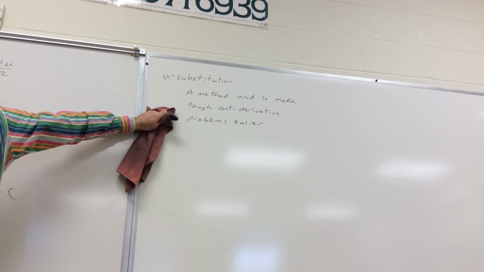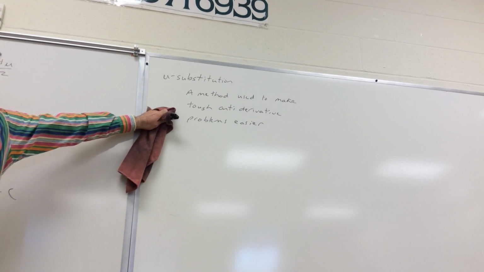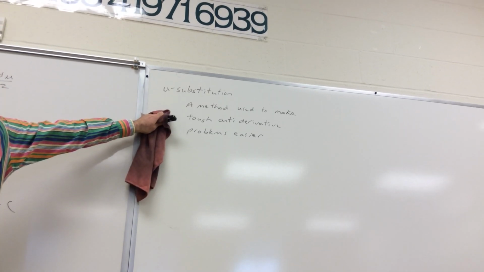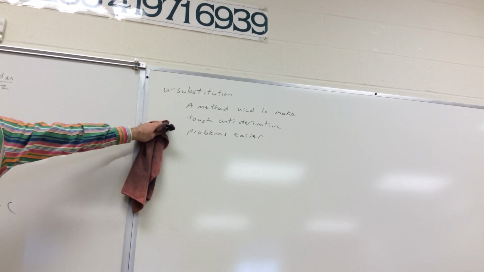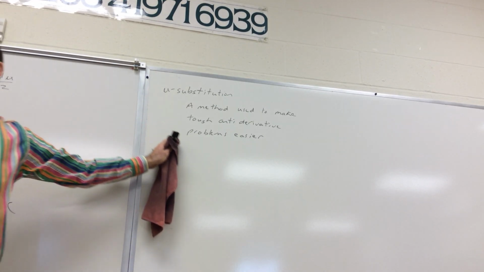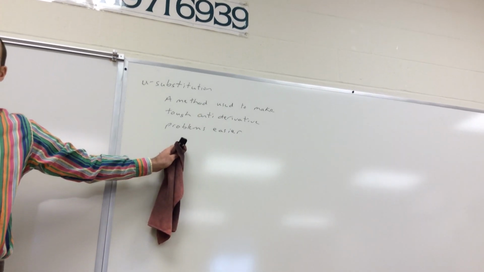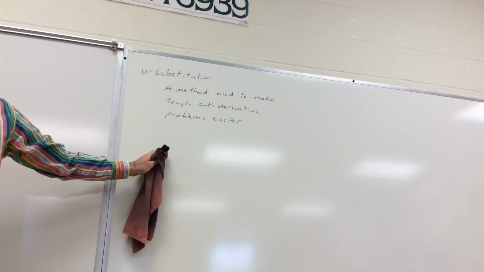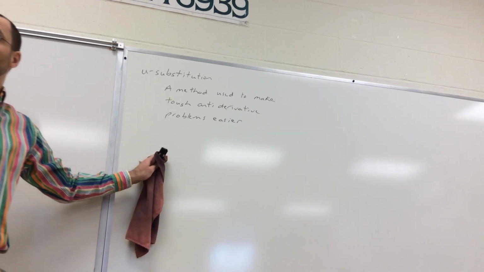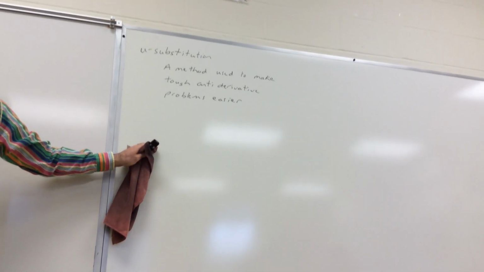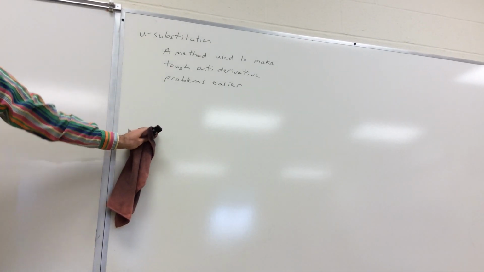So maybe example 0 wasn't tough for you, and then that means you didn't need this method. You could just logic out, hey, I see an extra 2 is going to pop out, so I need to compensate with the 1/2. And that would be totally fine. But now we're going to do some harder ones where you're probably going to need u substitution because they're harder than that one.